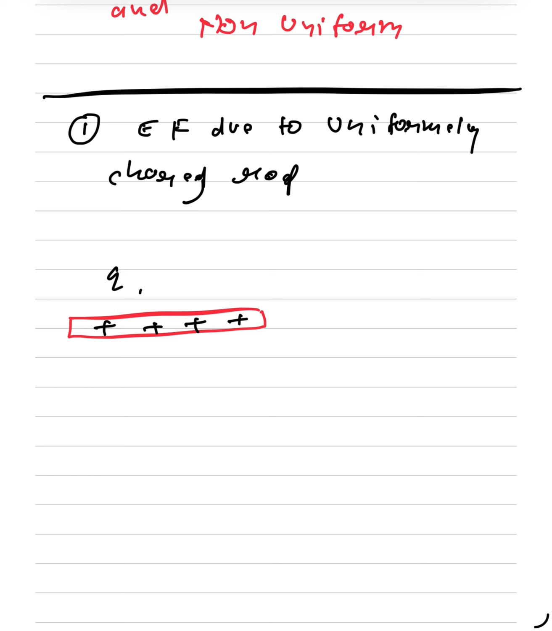Total distributed charge Q and total length of the rod L, and lambda is the linear charge density. Find the electric field at point A. This is the separation distance, small r. Find the electric field at point A. Right. Solve this problem.